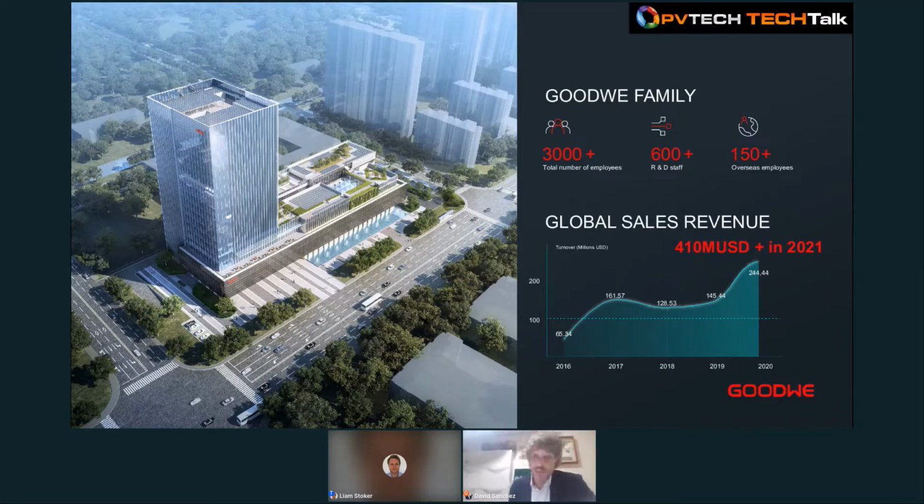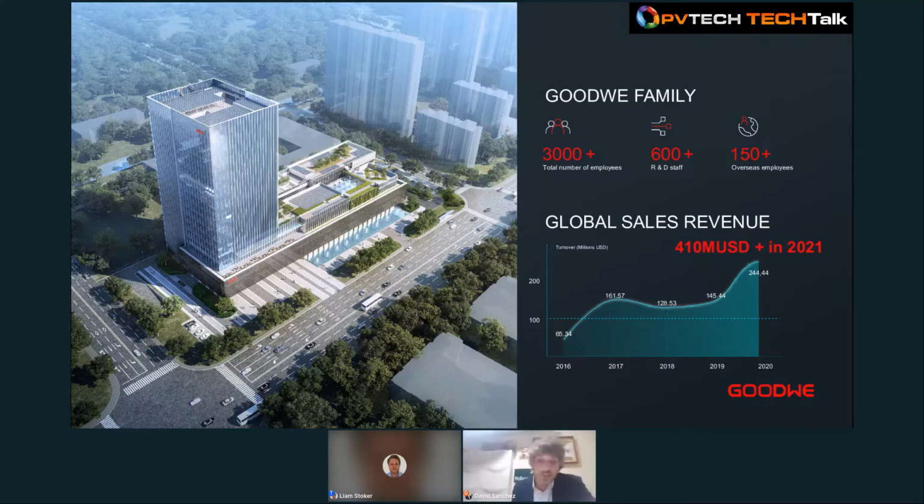So first off, as I said, GOODWE. Everybody knows GOODWE by now. It's a tier one solar inverter manufacturer with headquarters in Suzhou. We are the inverter manufacturer with the biggest growth in the last years. It's already more than 3,000 employees, more than 600 R&D staff dedicated to our solar business, more than 150 overseas employees.